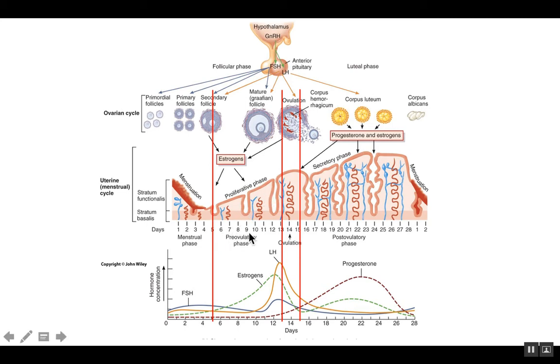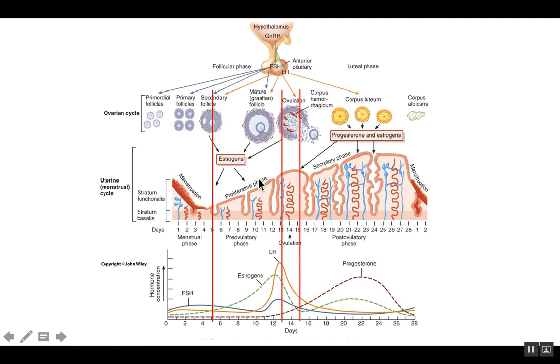Then we enter preovulatory phase, and notice that in the ovarian cycle, we're going to get a secondary oocyte mature into that Graafian follicle. Because of that, it starts to produce large amounts of estrogens. So we look down at the graph and notice what happens with the estrogen. It starts to climb because of that mature follicle. What does that estrogen do? It helps proliferate the endometrium. So during the preovulatory phase, we get proliferation of the endometrium.